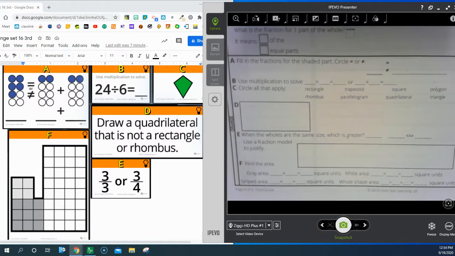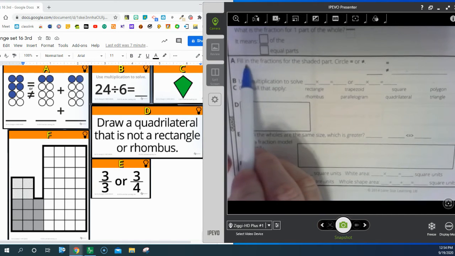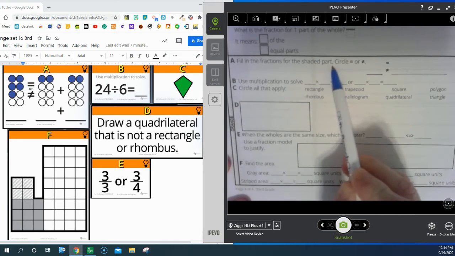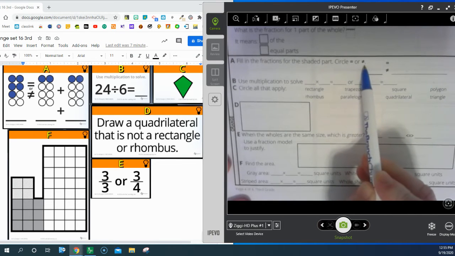All right, this is Orange for Target Math. It's the very last section of our recording sheet. It says A, fill in the fractions for the shaded part, circle equal or not equal.